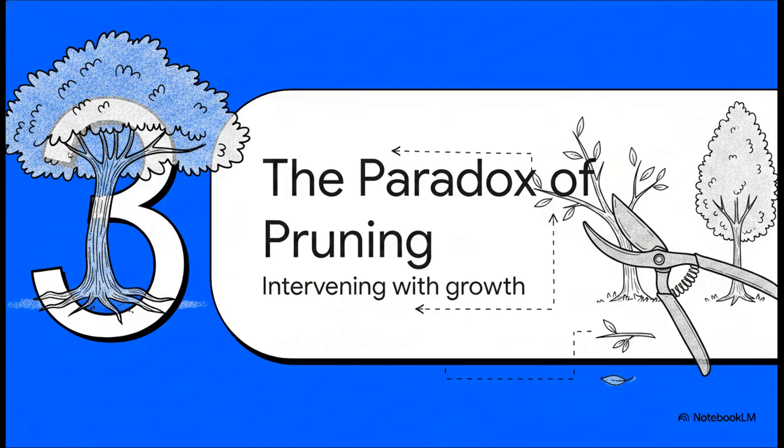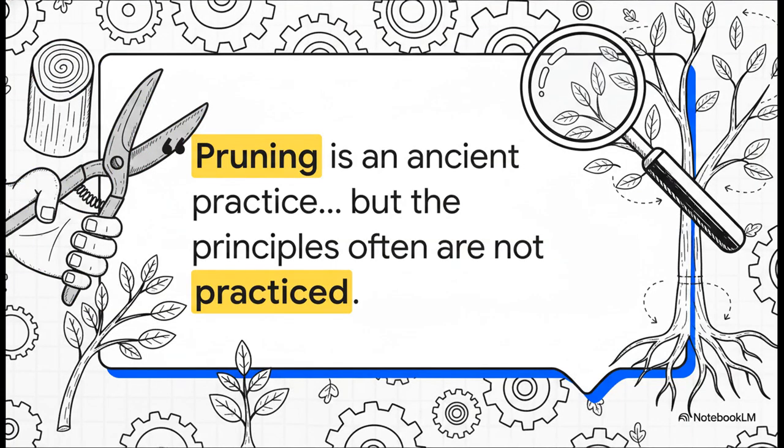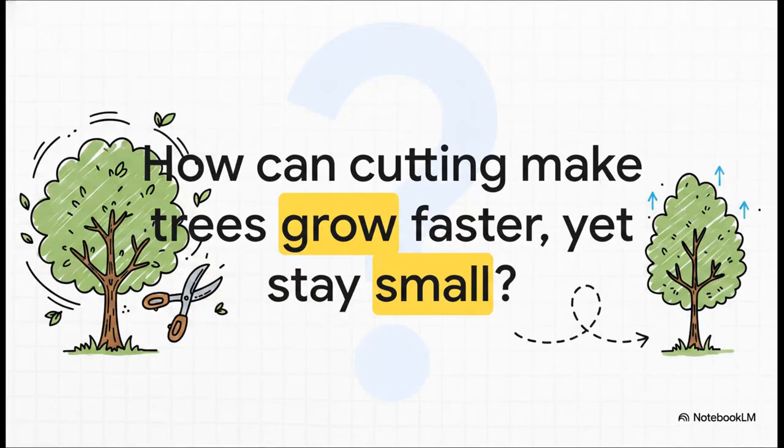Section 3. The paradox of pruning. Back in 1975, the legendary arboriculture expert Richard W. Harris wrote this: "Pruning is an ancient practice, well understood, but the principles often are not practiced nor appreciated." And honestly, he hit the nail on the head. Almost anyone can grab a pair of shears and just hack away at a branch. But true pruning, the kind that guarantees the long-term structure and health of an urban canopy, well, that requires applied science. And that leads us to the great botanical mystery of tree care.